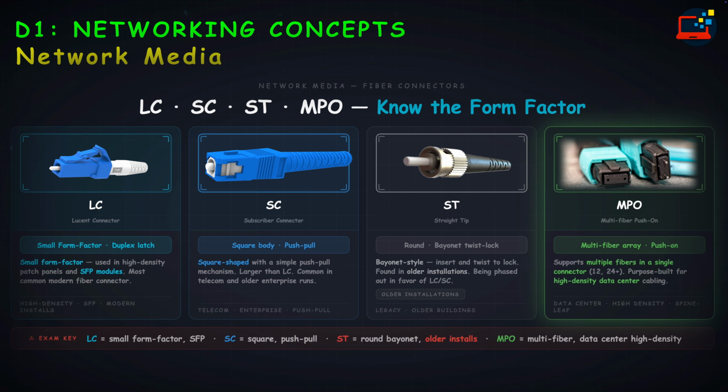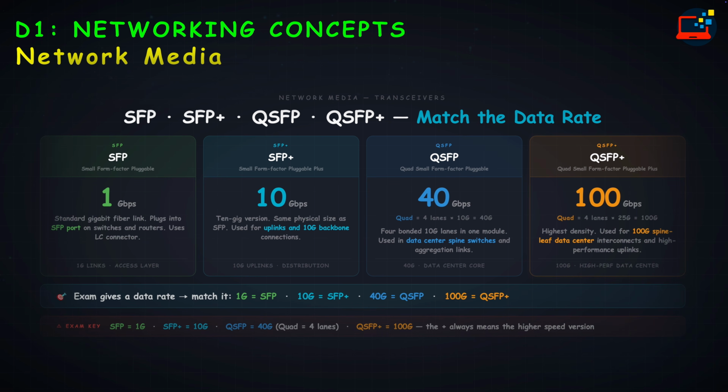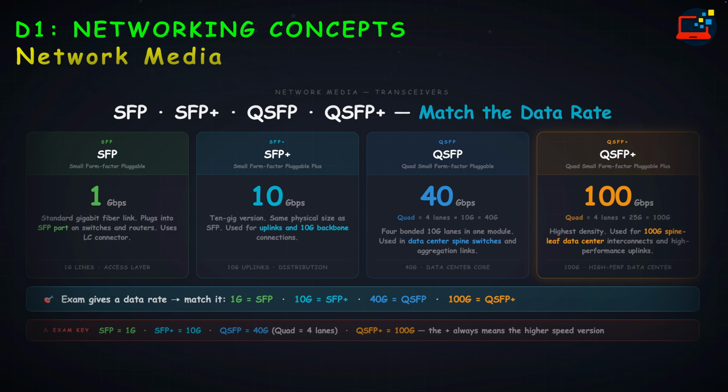ST connectors use a bayonet twist lock and are common in older installations. MPO connectors support multiple fibers in a single connector and are used for high-density data center cabling. Transceivers connect fiber cables to network equipment.